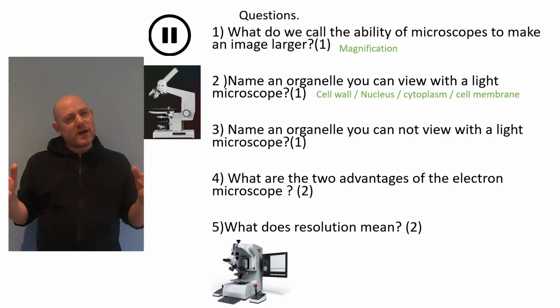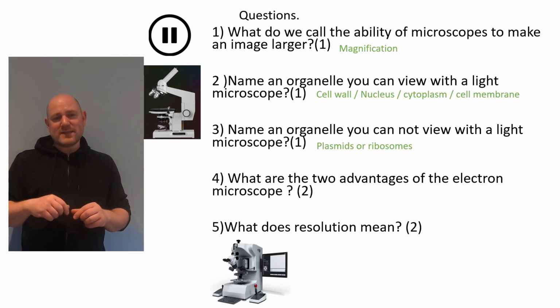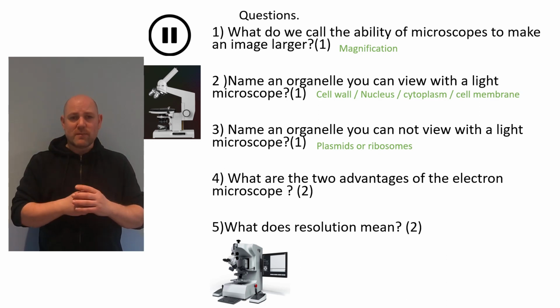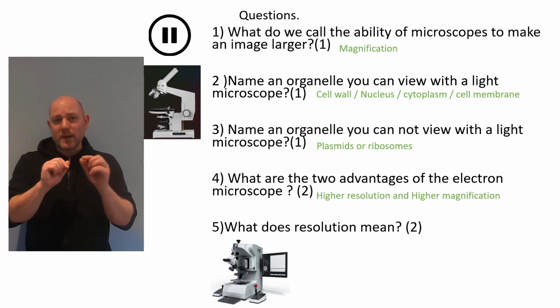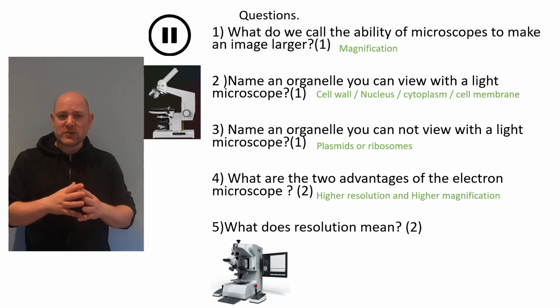But can you name some organelles you can't see with a light microscope? And that will be the plasmids or the ribosomes. You can't really see them, they're too small. You need the electron microscope. So what are two advantages of the electron microscope? This you could well be asked in your exam. Higher resolution and higher magnification.